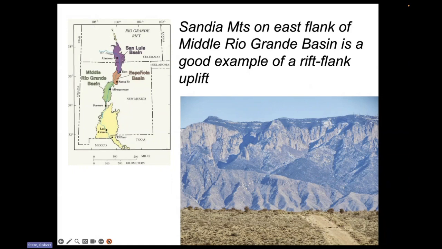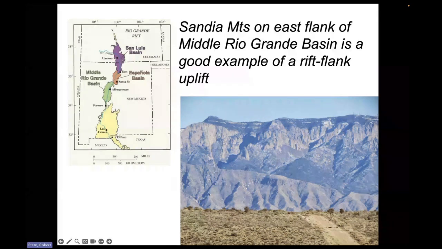Now, here we're seeing the Rio Grande Rift, Colorado, New Mexico, El Paso, Texas, a number of basins in here, right? We talked about the fact that rifts are subdivided into different basins with different geometries. There's Albuquerque, and if you go to Albuquerque and look back, you'll see the Sandia Mountains. And here you can see spectacular geology.